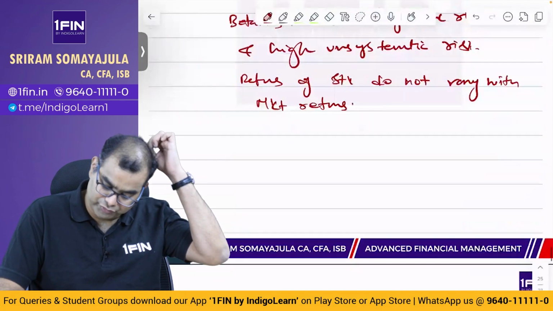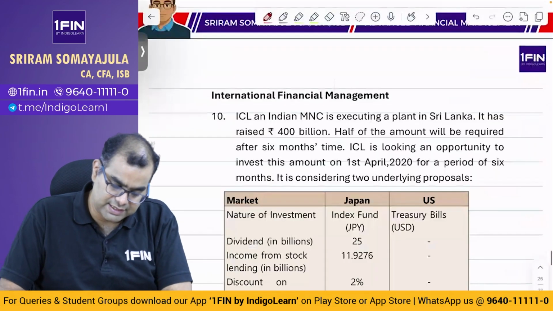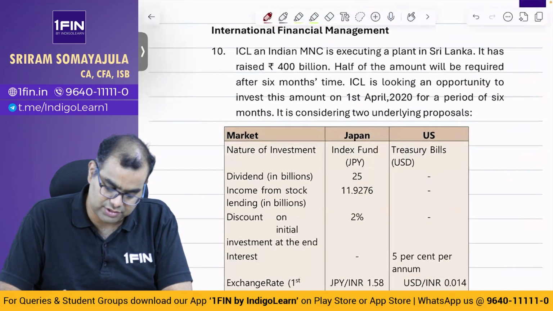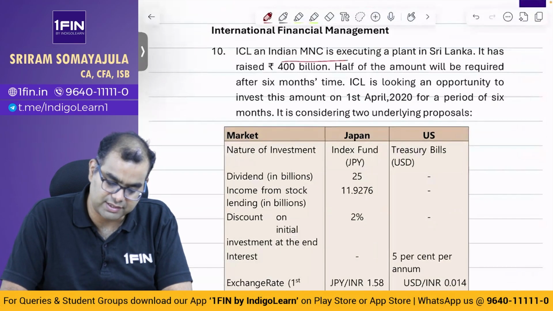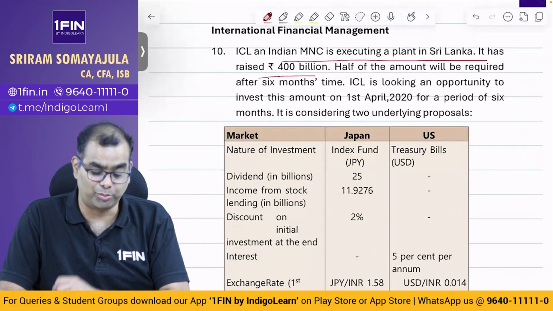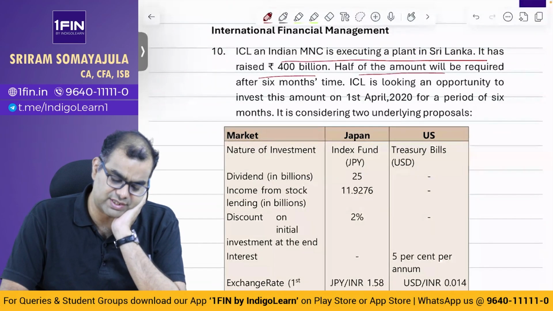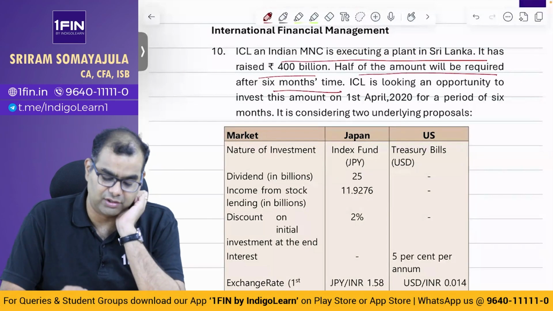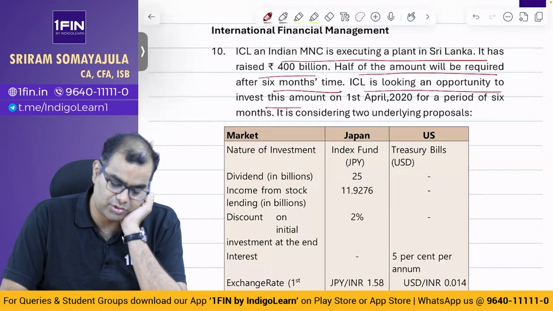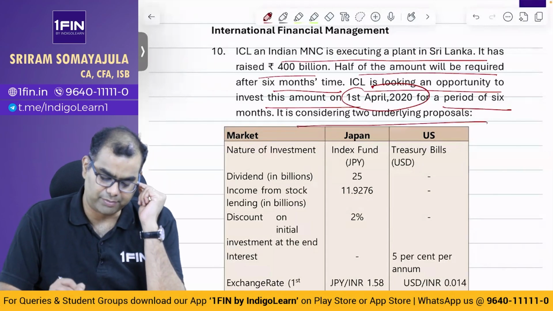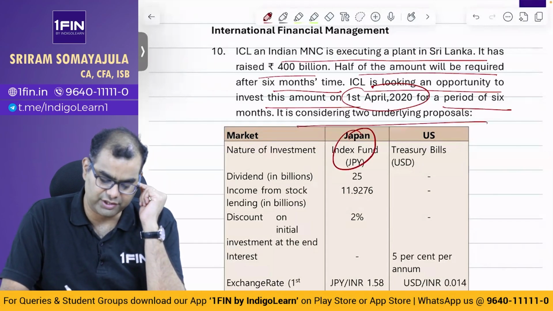Okay, this is done. Next, ICL, this is an international management question. ICL, an Indian MNC, is executing a plant in Sri Lanka. It has raised 400 billion rupees. Half the amount will be required after 6 months' time. So the first half is not required now. ICL is looking at an opportunity to invest this amount on 1st April 2020 for a period of 6 months. It's considering two proposals: Japanese index fund and US T-bills.